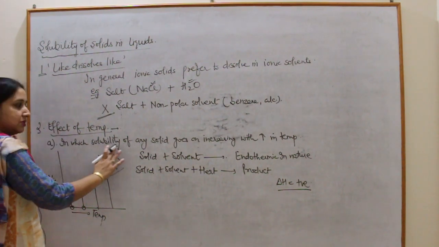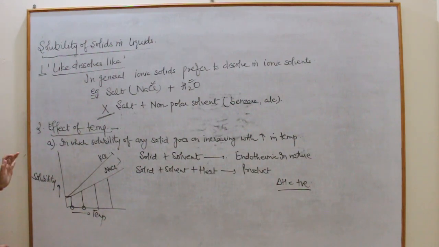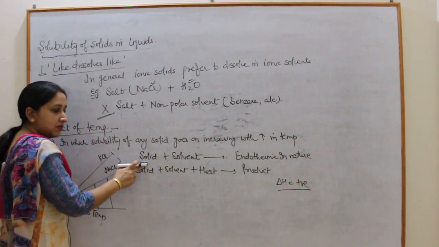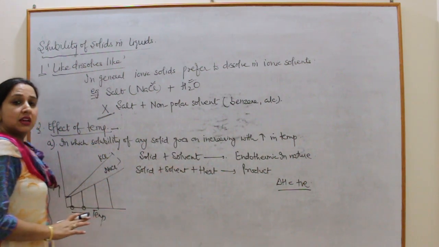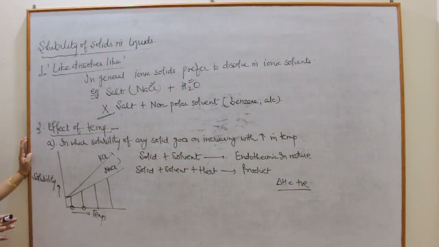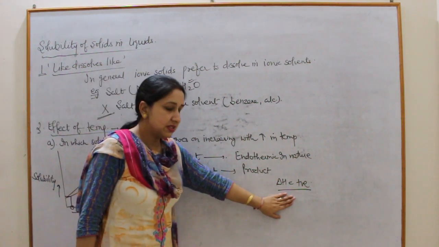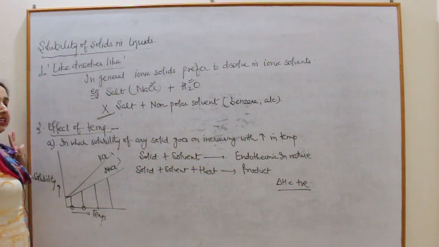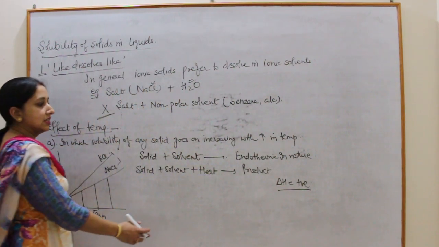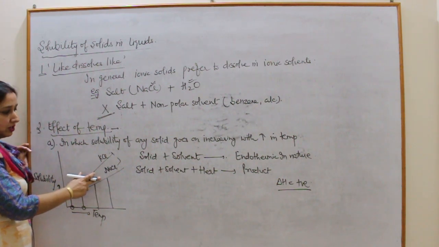So we were discussing the effect of temperature. First, there are some solids whose solubility goes on increasing with the increase in temperature. These types of solids when interact with the solvent particles, the reaction is endothermic in nature. So according to the Le-Chatelier principle, any reaction which is endothermic in nature will increase its rate if we increase the temperature. So examples are potassium chloride and sodium chloride.